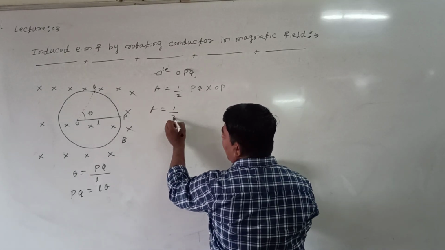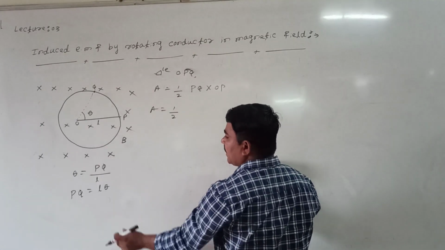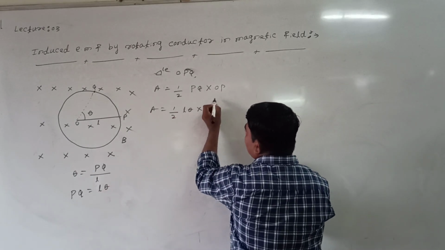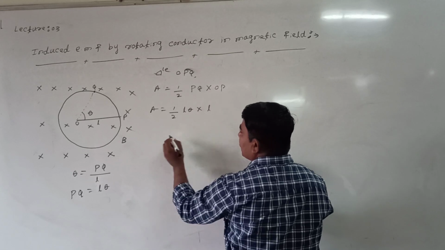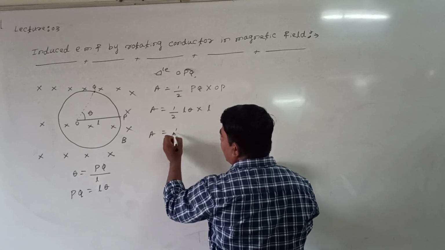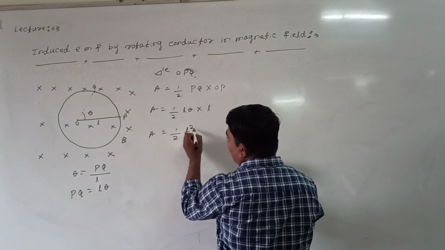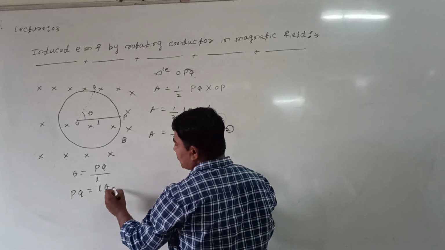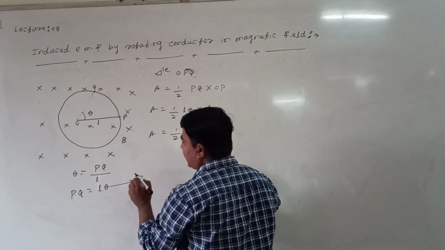Then what is the area of the loop? Area of the loop is equal to half PQ into OP. What is PQ? PQ is equal to L into theta, right? OP is equal to length L. Then how much area is covered? Area is equal to half L square into theta. I can call this equation number 2, and simply I can call the earlier one equation number 1.